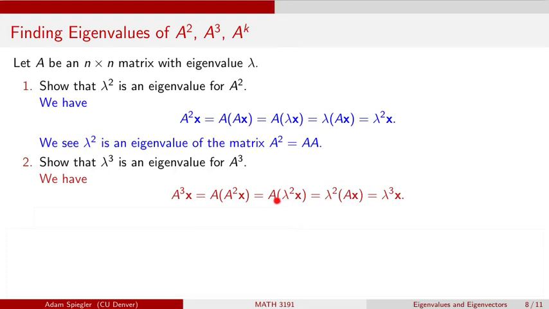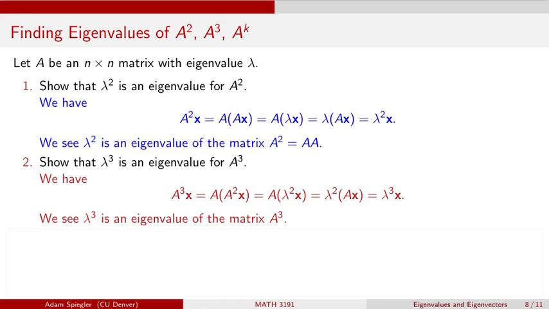Now we can pull the scalar lambda squared out in front of this product, and we know that lambda is an eigenvalue for matrix A, so Ax is going to equal lambda x. That gives us one more power of lambda. So you can see how this is going to proceed. We've got lambda cubed is now an eigenvalue for the matrix A cubed.